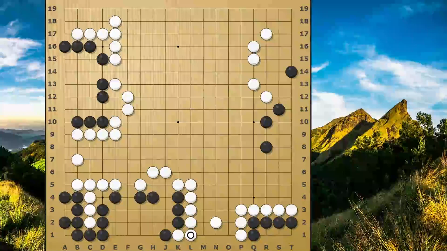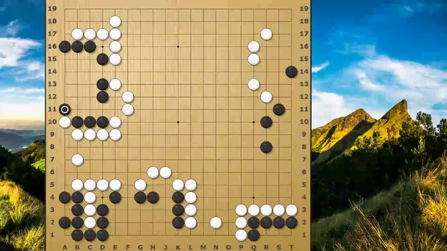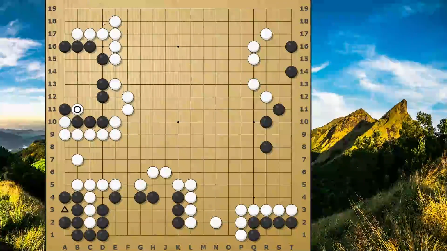Now, this one is completely different. Because if black plays the monkey jump, or something over here, white plays here and black dies. Oh, the difference is the life in the corner. Right. The difference is that black has 2 eyes in the corner. Yeah. That's the difference. Okay. So the life and death of the group is actually what determines whether this move is worth playing at all.